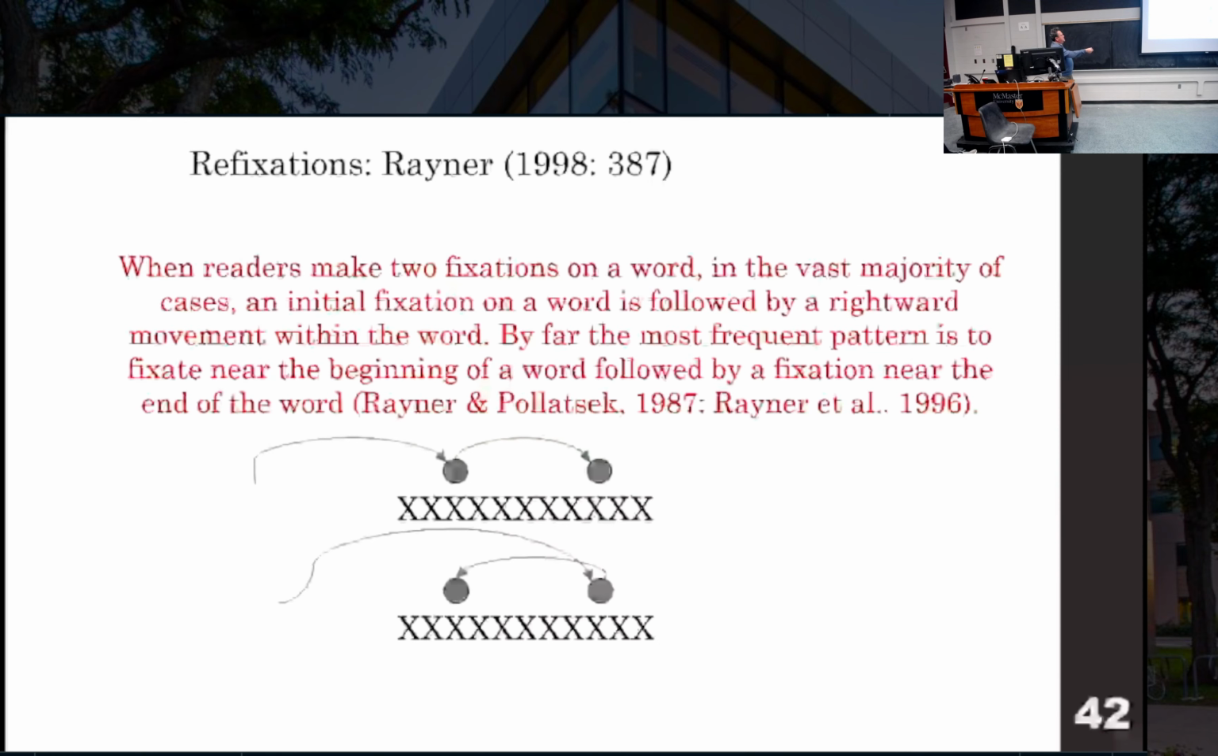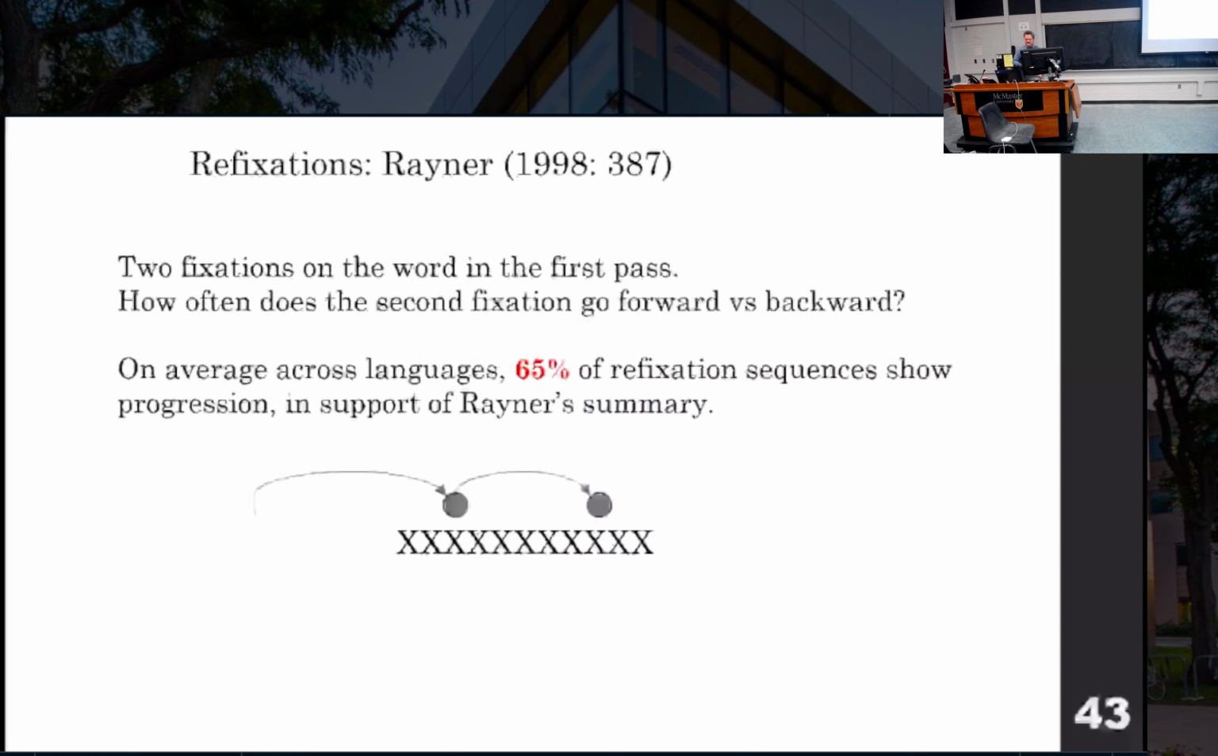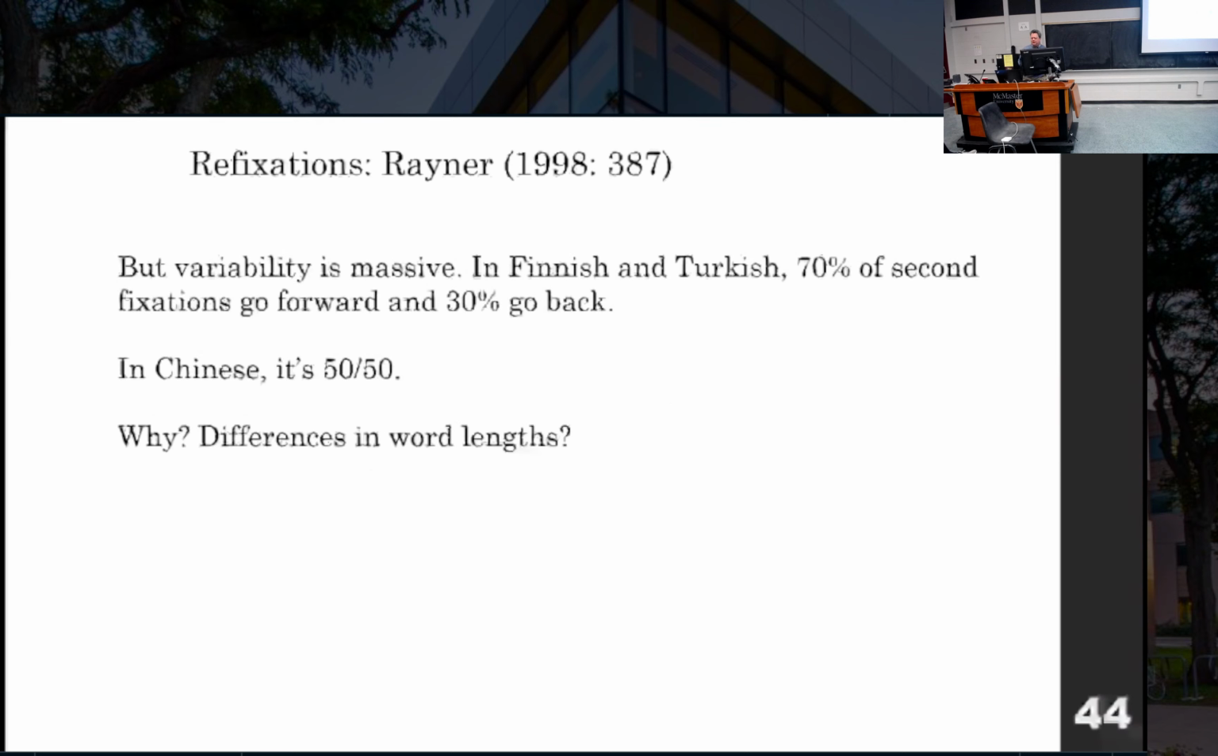And the alternative would be the one where we land towards the end of the word and then jump back a little. So I want to look at the proportion of these two scenarios in a bunch of languages and see what happens. It is true that on average across languages, the scenario that was mentioned as the most common occurs like 2/3 of the time. So it's supporting Rayner's summary. But there's massive variability across languages.